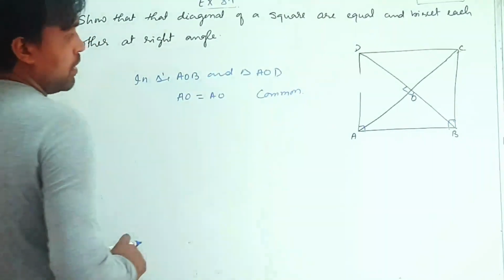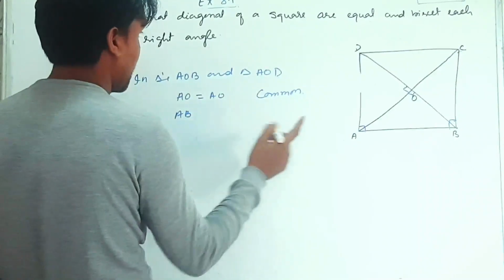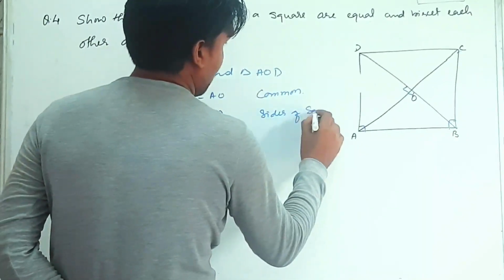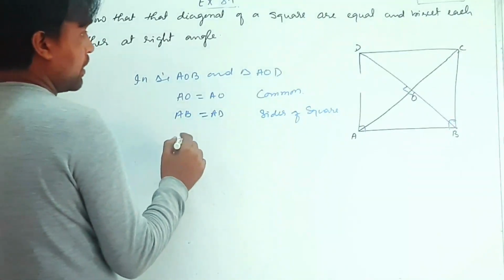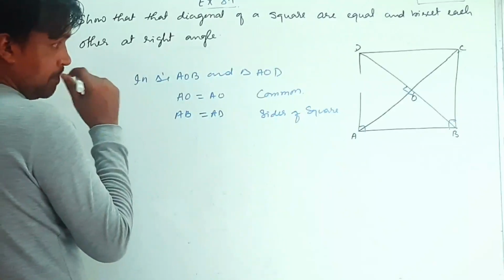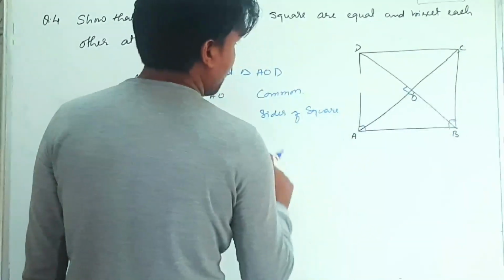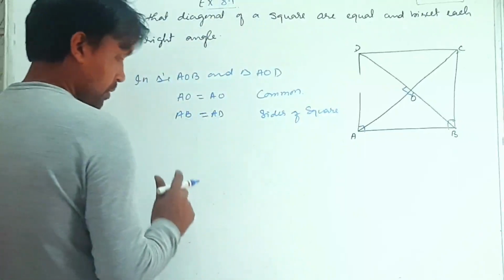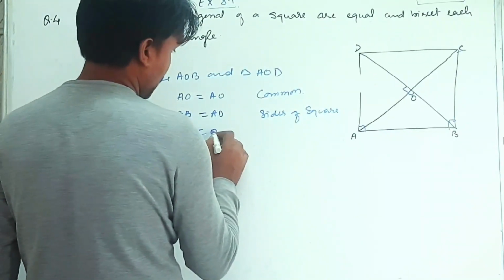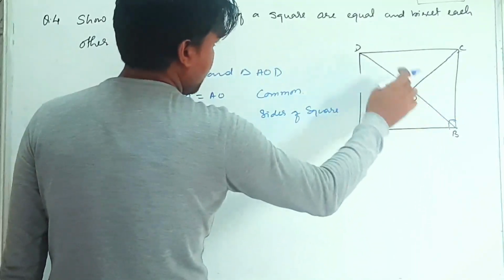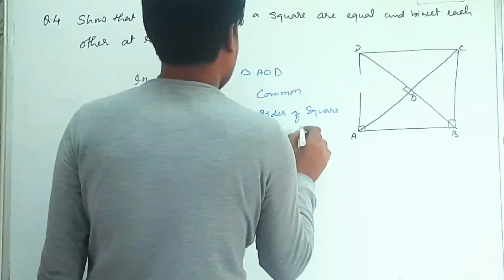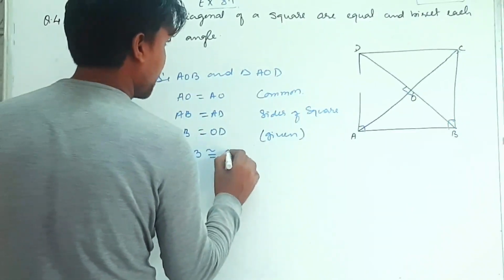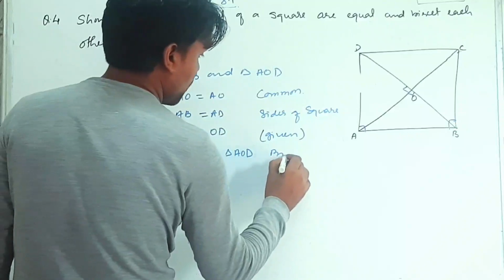Next, second point: AB will be equal to what? AB will be equal to AD, sides of a square. Next, in triangle AOB and triangle AOD, two things we have proved equal. OB equals OD. We also know that OB is equal to OD because the lines are bisected, so it is given. Fine. So if three things we have proved equal, then triangle AOB becomes congruent to triangle AOD.